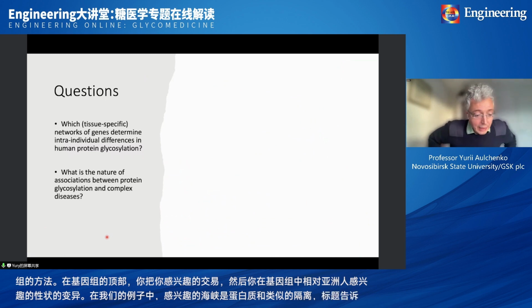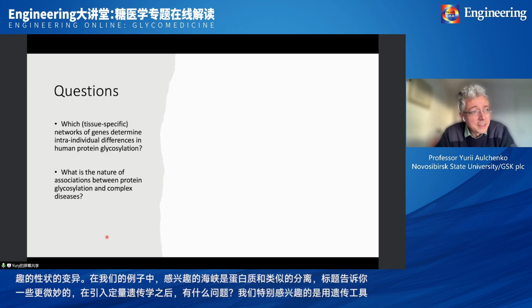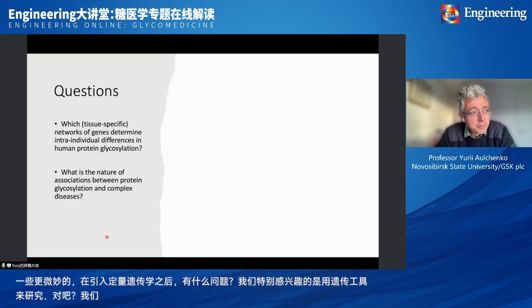So after having this introduction into quantitative genetics, what are the questions we are specifically interested in studying with the genetic tools, right? So we all know that in principle, the biochemistry of protein N-glycosylation is very well studied, right?